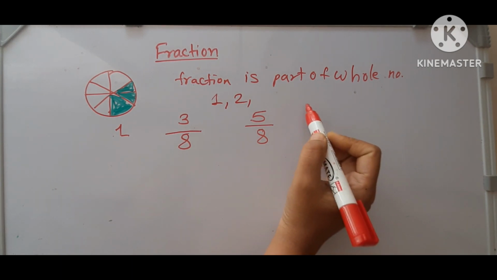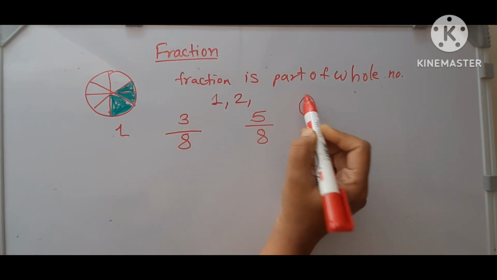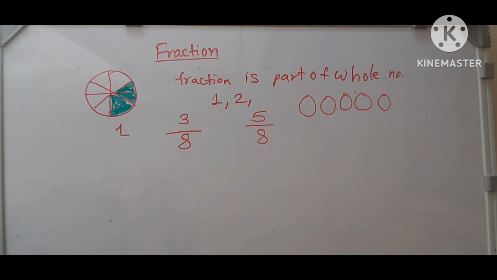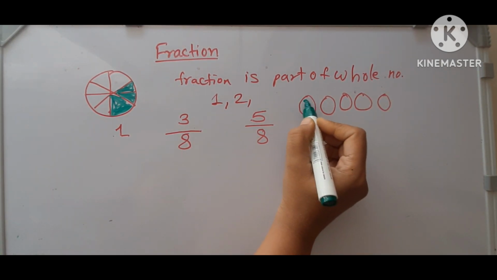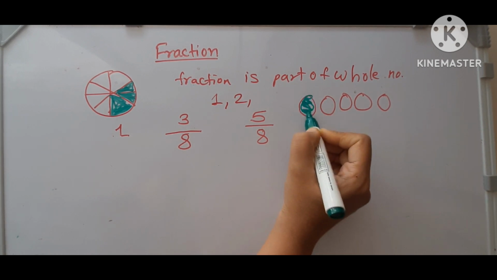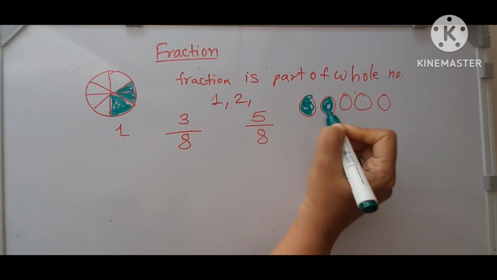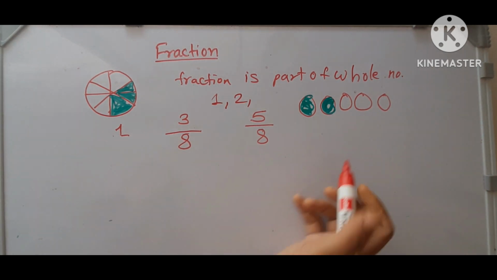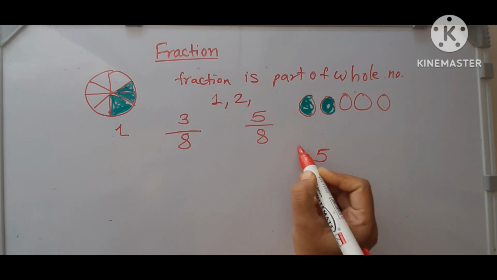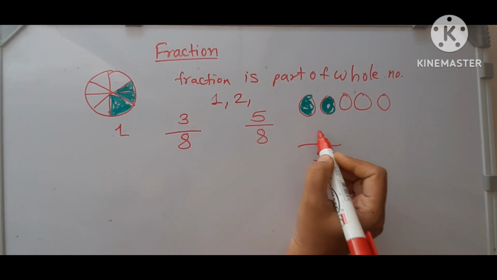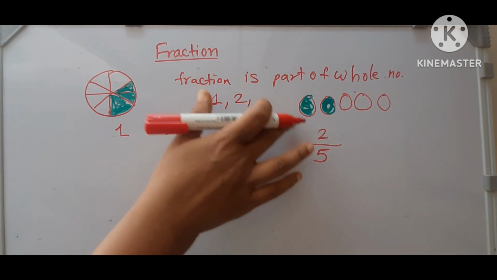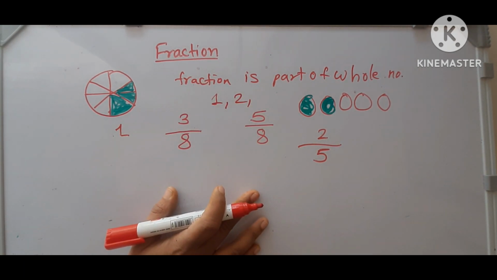Similarly, for another example, suppose here there are 5 circles, and 2 of the circles are colored, and we need to find out what fraction of the circles is colored. How can we do it? The total number of circles is 5, and 2 of them are colored. So 2 by 5 of the circles are colored.